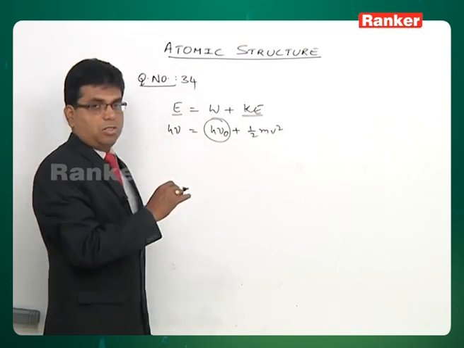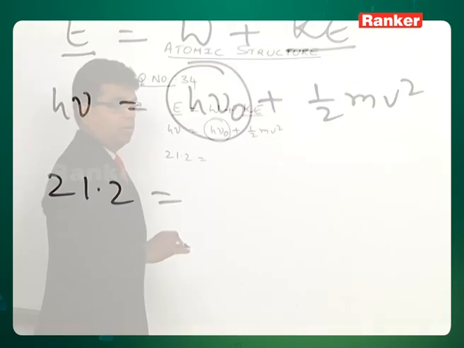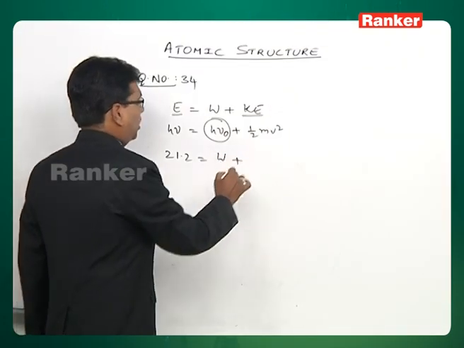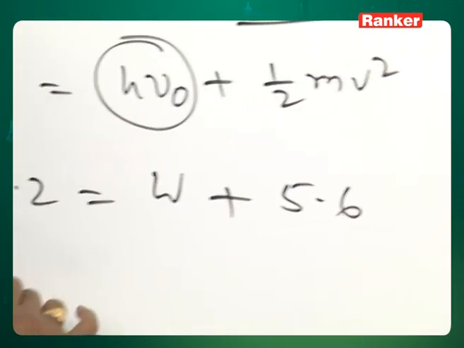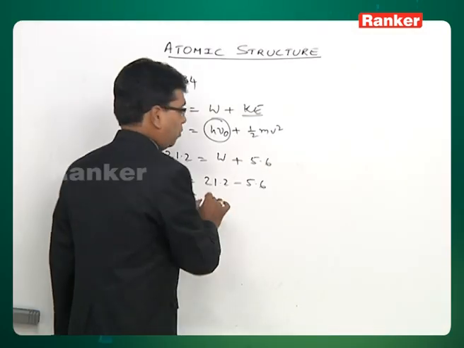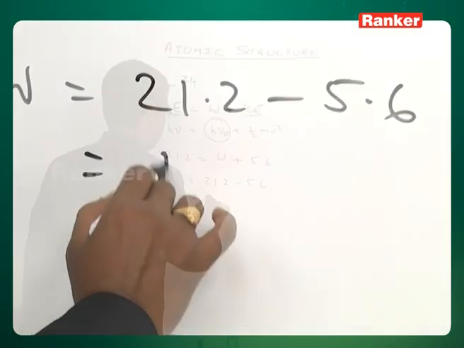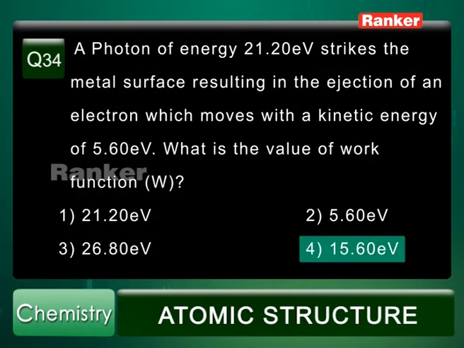So according to this equation, if you substitute the values, the energy of the incident radiation is 21.2, which is equal to work function plus the kinetic energy of the ejected electron, given as 5.6. So from this, W is equal to 21.2 minus 5.6, that's equal to 15.6 electron volts. So the correct answer is option 4.